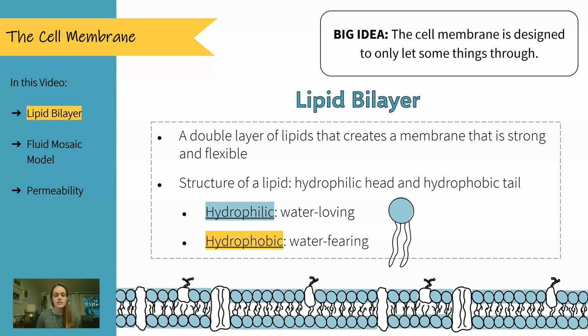The tails are hydrophobic, phobic meaning afraid, right? You can think about being claustrophobic, afraid of small spaces. So hydrophobic, water-fearing. So the tails are on the inside of the cell membrane, in between the hydrophilic heads, so that they never have to touch the water that's both inside the cell and outside in the world. So here you can see that there's two layers of lipids. The heads face both out and in, and then the tails are caught in the middle.